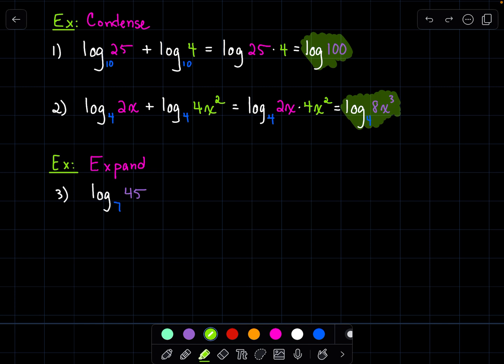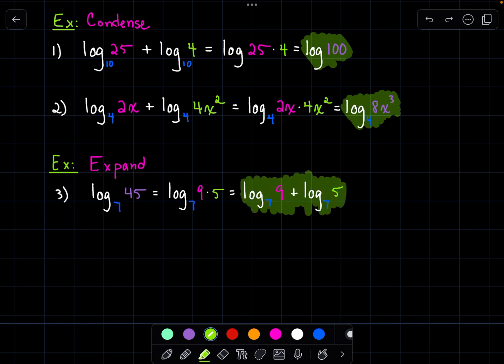Well, the first two numbers that pop into my head, and most likely pop into your head, are 9 and 5. Since 9 times 5 is 45, and there is a product between those two numbers, the product property states that we can expand this apart and give the 9 and the 5 its own log, to where log base 7 of 45 is equivalent to log base 7 of 9 plus log base 7 of 5, and there is our expanded answer.